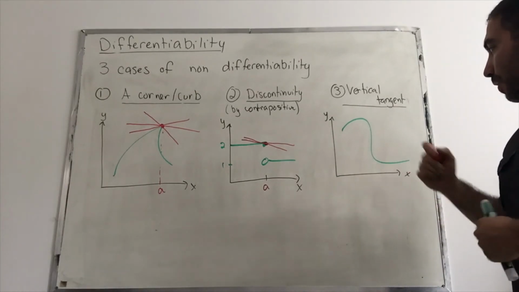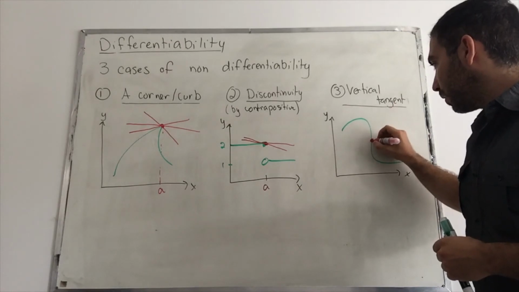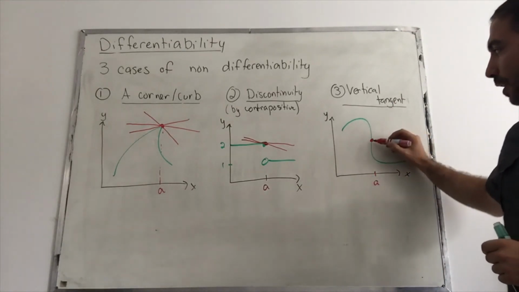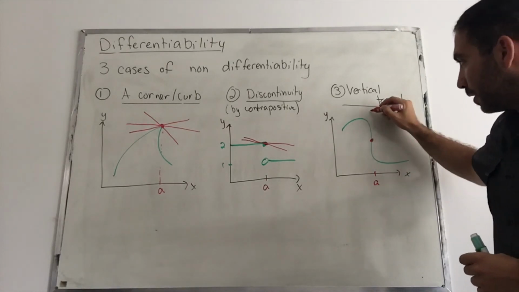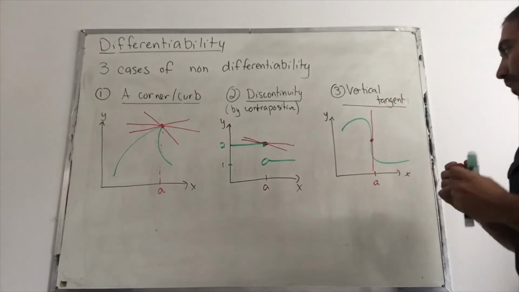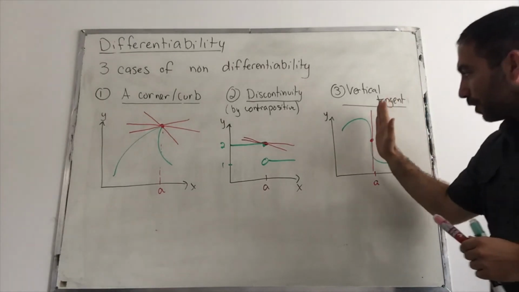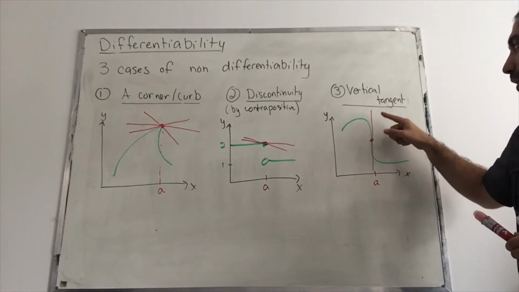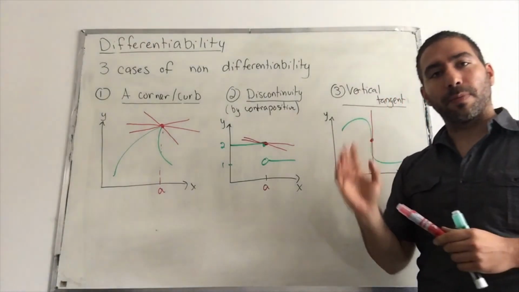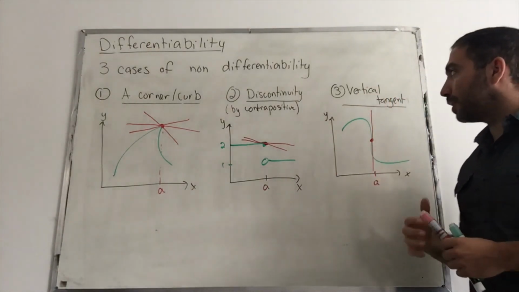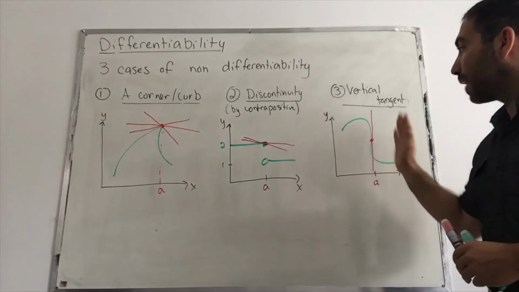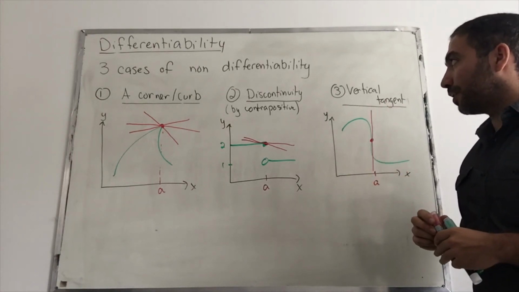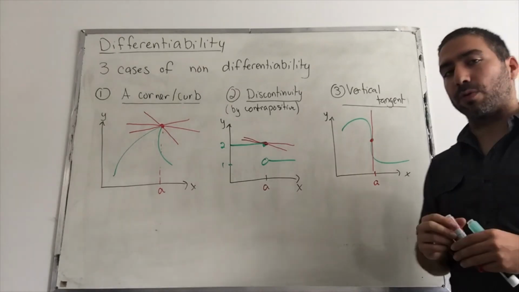If we focus on this point here, call this A, notice that the tangent line at this point here is going to be a vertical line. It's poorly drawn, but imagine just a straight line that hits the function at just the red point, and it's completely vertical. This gives us a vertical tangent. This is not possible. Your slope can't be infinity. So this is another case where differentiability does not work.